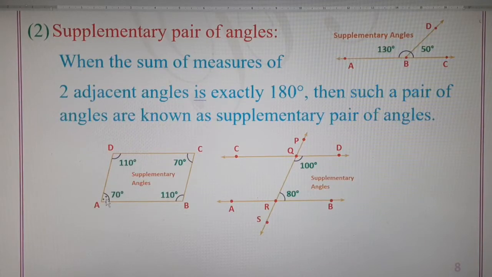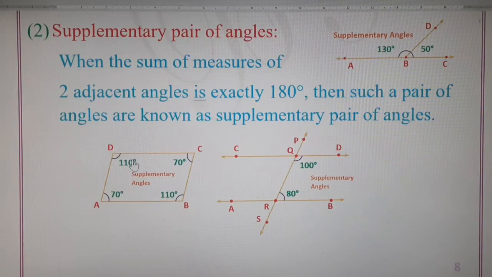Angle A and angle C are opposite angles. So angle A and angle C will have the same measure in a parallelogram. If angle A is 70 degree, then angle C will also be 70 degree. Similarly, if angle B is 110 degree, then its opposite angle, angle D, will also be 110 degree.